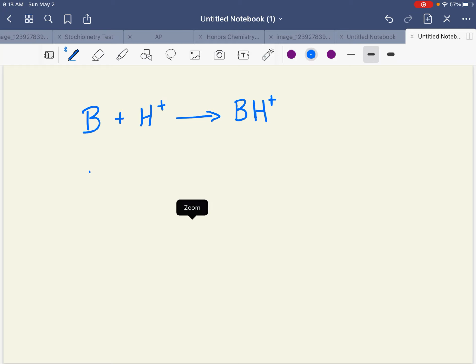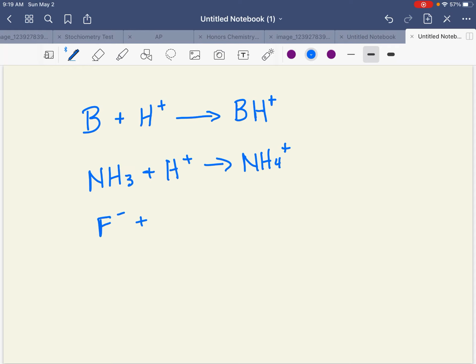If I'm talking about a weak base like ammonia, I would react it with a strong acid and form the conjugate acid, ammonium. If I'm talking about a weak base like fluoride, I would react it with H plus and form the weak acid HF. Did I just say strong? I meant weak, obviously. HF is a weak acid. It is the conjugate acid of the weak base fluoride.